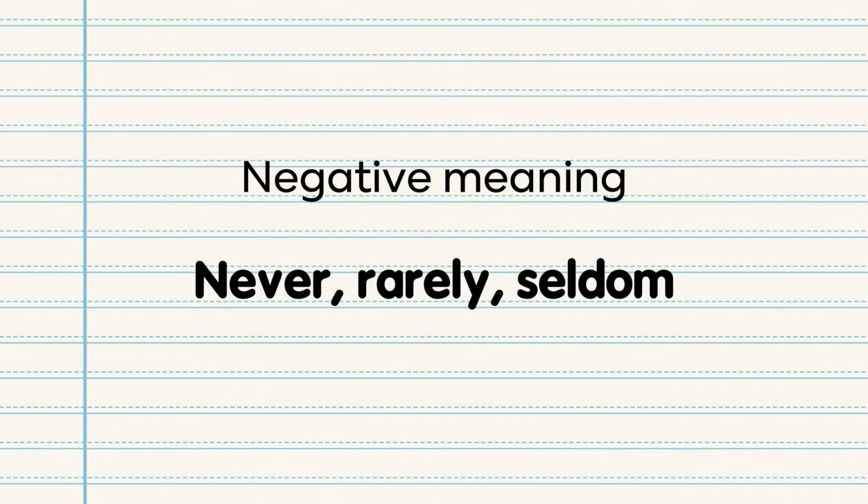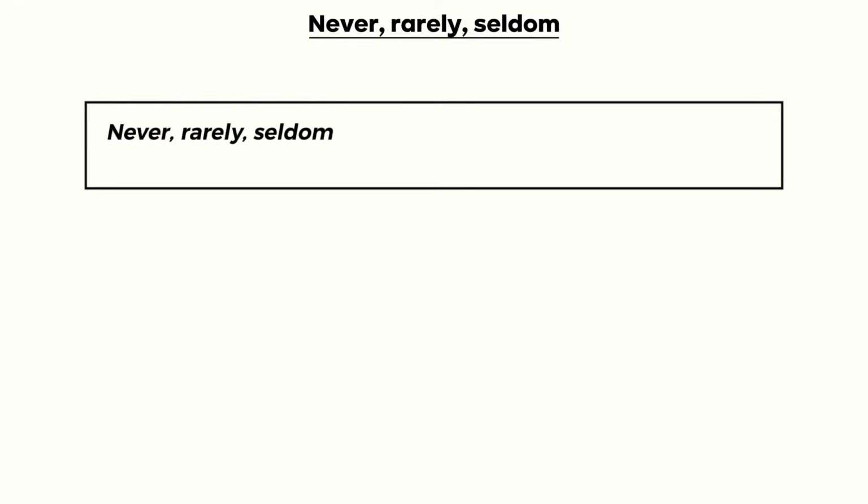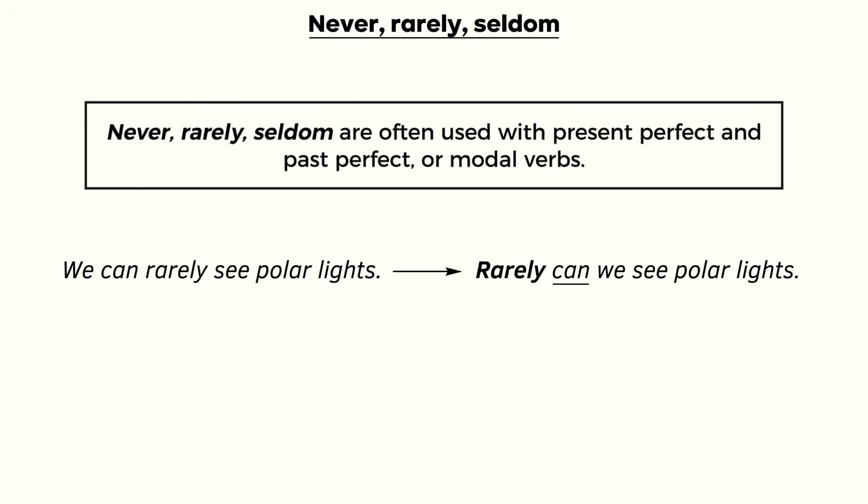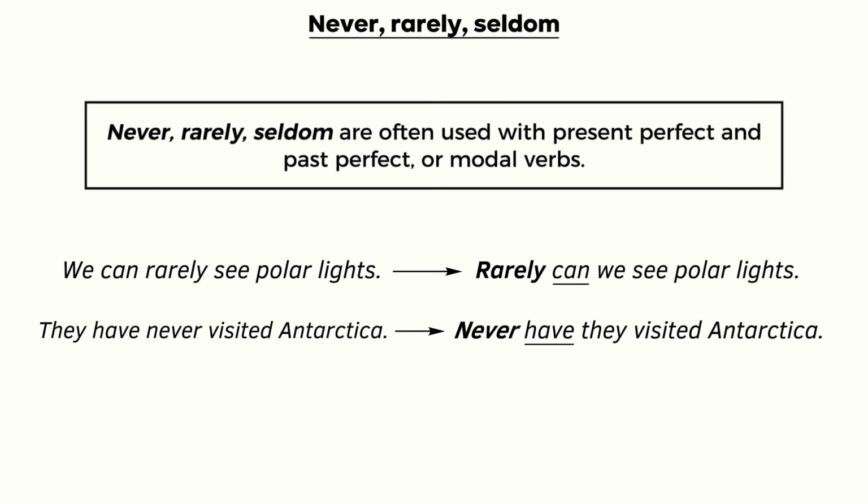Never, rarely, seldom. Never, rarely, seldom are often used with present perfect and past perfect, or modal verbs. Here are some examples. We can rarely see polar lights. Rarely can we see polar lights. They have never visited Antarctica. Never have they visited Antarctica.